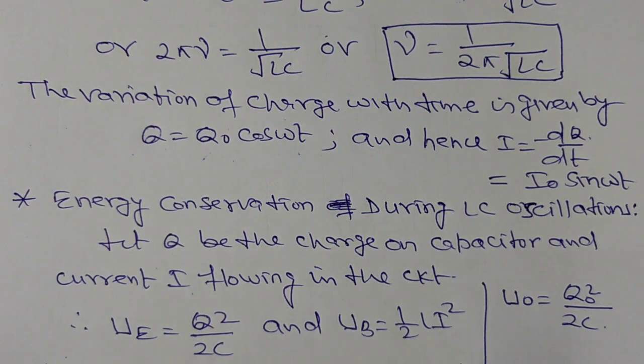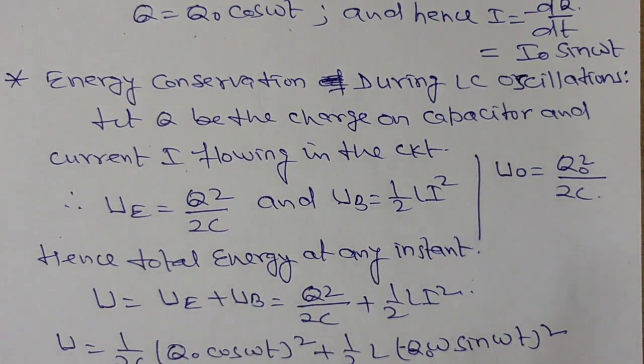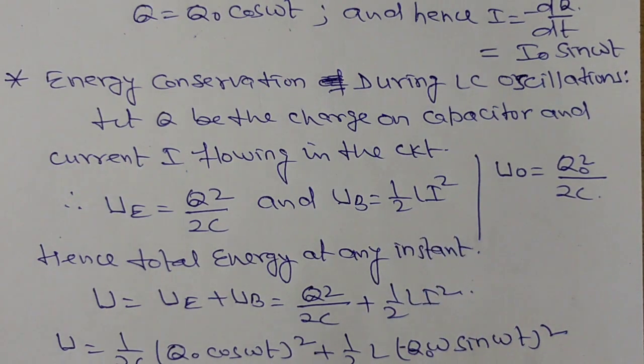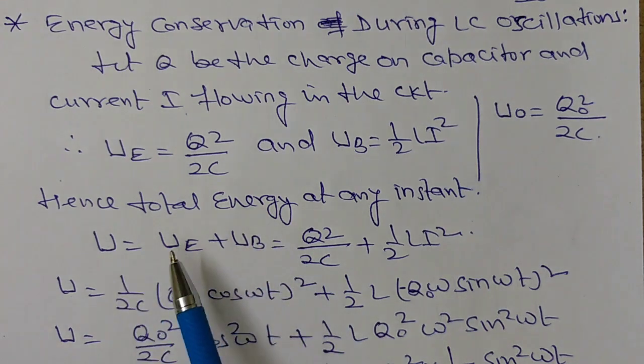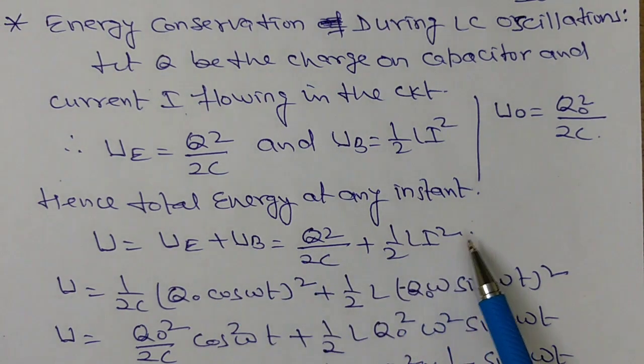इस इंस्टेंट पर एनर्जी स्टोर्ड बाय द कैपेसिटर इज Q स्क्वायर अपॉन 2C, एंड एट द सेम इंस्टेंट द एनर्जी स्टोर्ड बाय द इंडक्टर इज half L I square, right? Therefore, the total energy at any instant U is equal to UE plus UB, that is electric energy plus magnetic field energy, and this UE is equal to Q square upon 2C, right? And this UB is equal to energy of the inductor, half L I square.